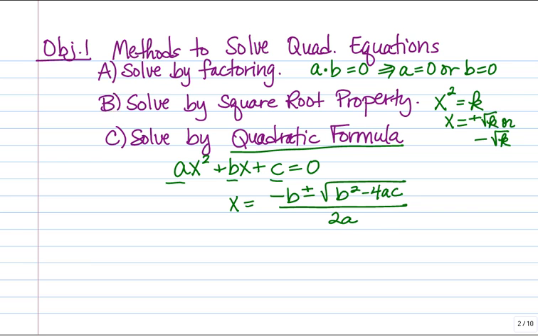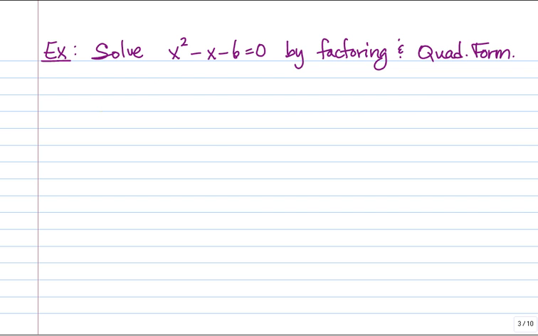So let's take a look at how we can solve some equations. I'm going to do some in more than one method just so you can see you'll get the same result regardless of the method that you use. Some equations you can only use one method, so we'll talk about that too. So if we wanted to solve x squared minus x minus 6 is equal to 0 by factoring, and then we'll also do it by the quadratic formula.